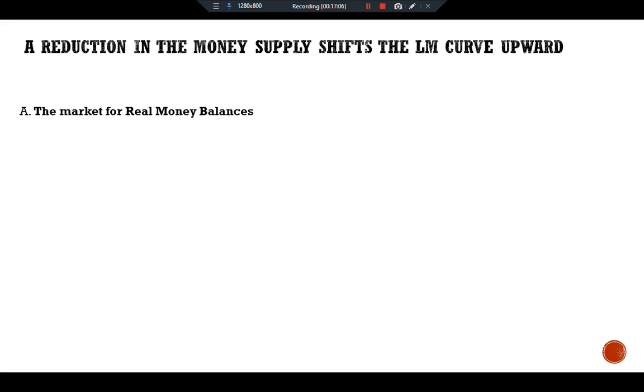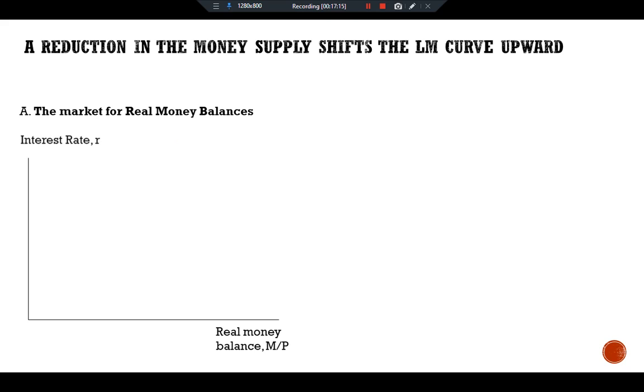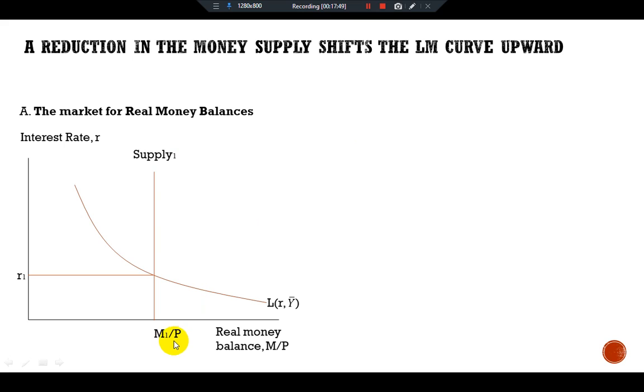So we have two panels here. The first is the market for real money balances. We have real money balances on the x-axis and the interest rate on the y-axis, and we have a vertical supply curve and a downward sloping demand curve, with a variable interest rate and a fixed amount of income. Where the demand and supply curves intersect is the equilibrium interest rate R1, with real money balances M1 over P.